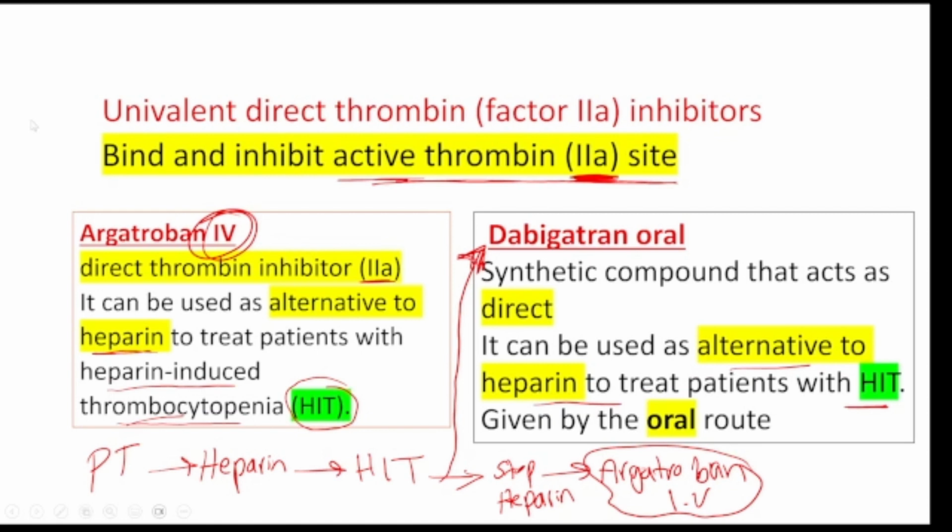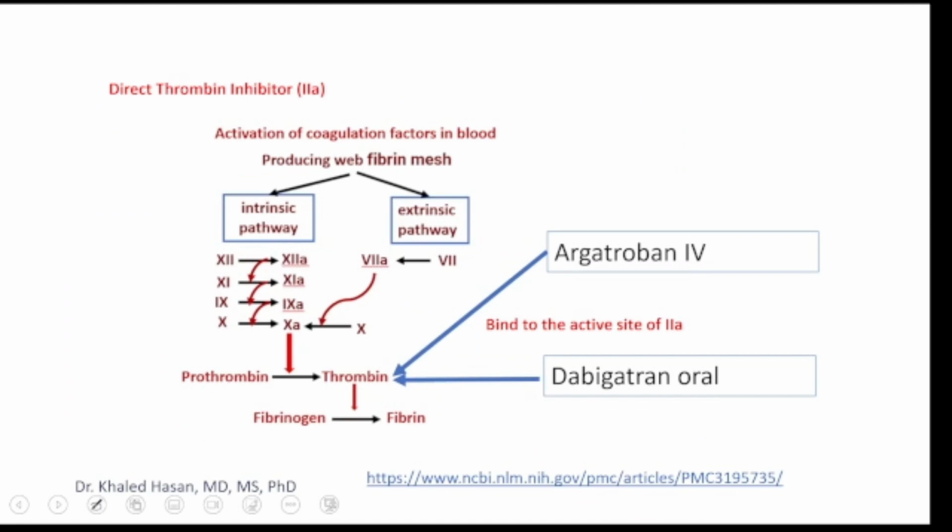Okay. So now we have the first group of medication. We need to understand how this medication works. So you can see argatroban and dabigatran bind to the active site of thrombin, factor 2A. Okay, moving to the slide to understand how.